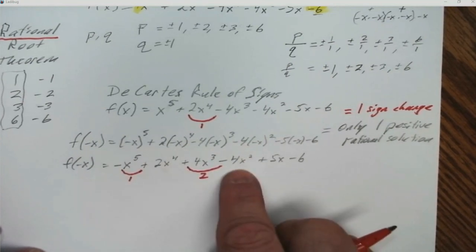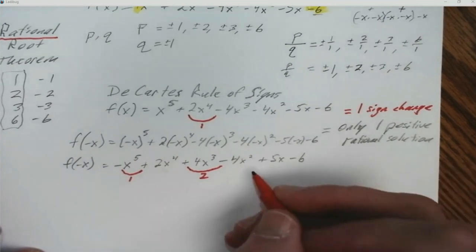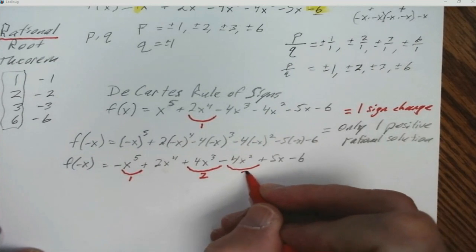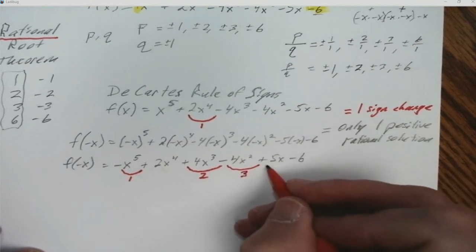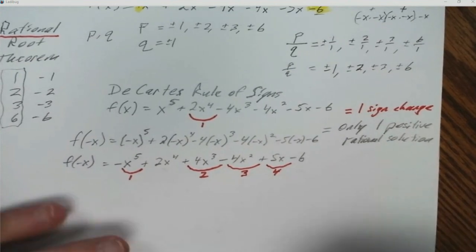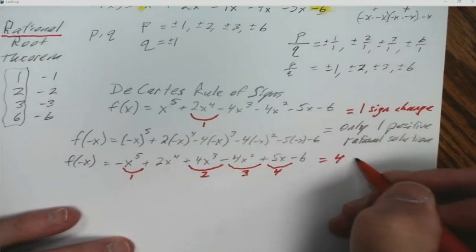Okay. So right here, oh, that changed from negative to a positive. So that's our third sign. And a positive back to a negative. Okay. So there are 4 sign changes.